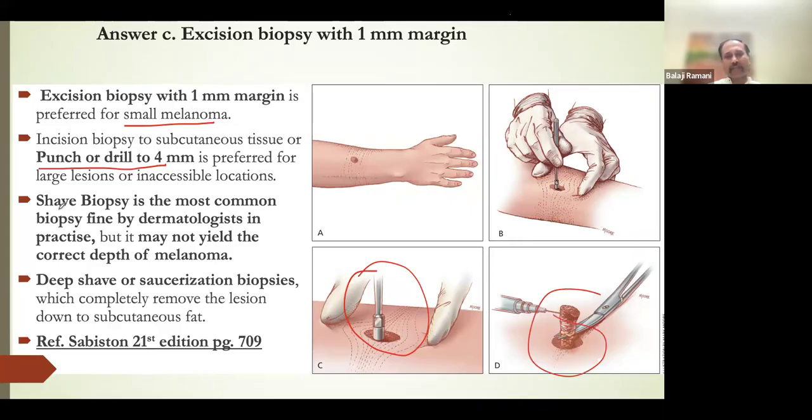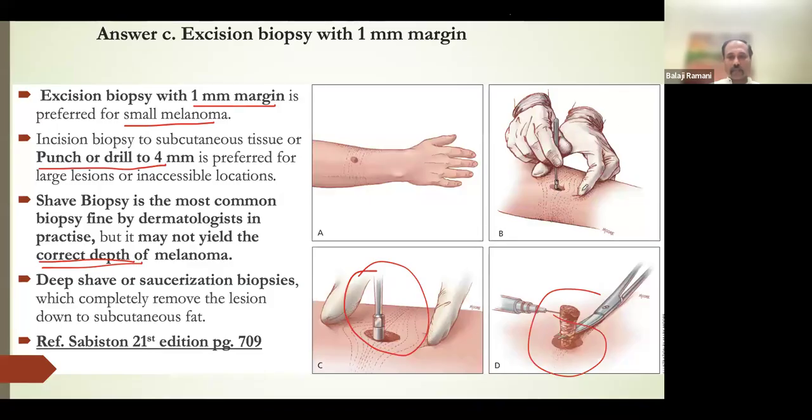Shave biopsy, practically many people do a shave biopsy in dermatology. We don't tend to do it because you can just shave it off the surface, but it will not yield the correct depth. That is the problem with your shave biopsy. Deep shave or saucerization, they call it, which is essentially going on to the subcutaneous plane, which makes it an excision without margins. They generally tend to do it. So it is preferable to do a drill biopsy or the punch biopsy whenever you have a large lesion. If at all you are excising, go for at least a 1 millimeter margin for any melanotic lesion. So that is the way your excision has to be done.